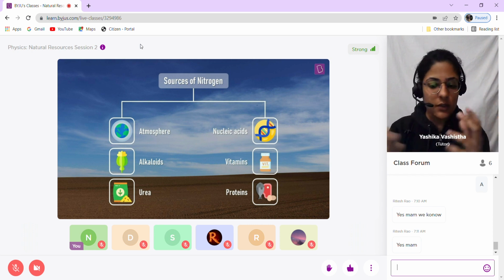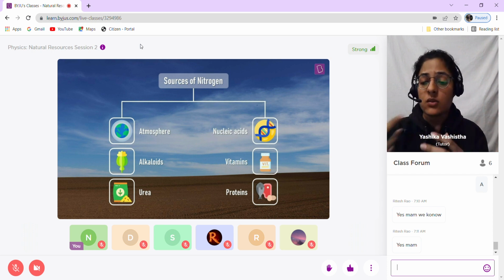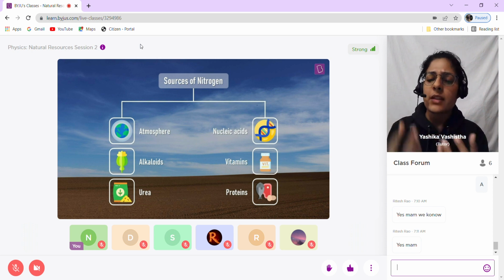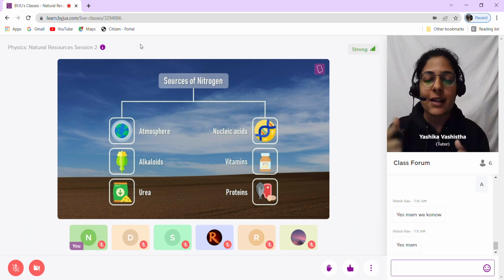There is the atmosphere, which is 78% of the percentage occupied in the atmosphere, right? There are alkaloids. There is urea, from which we can get nitrogen, right? There are nucleic acids, vitamins and proteins. So there are different sources from which we can get nitrogen.